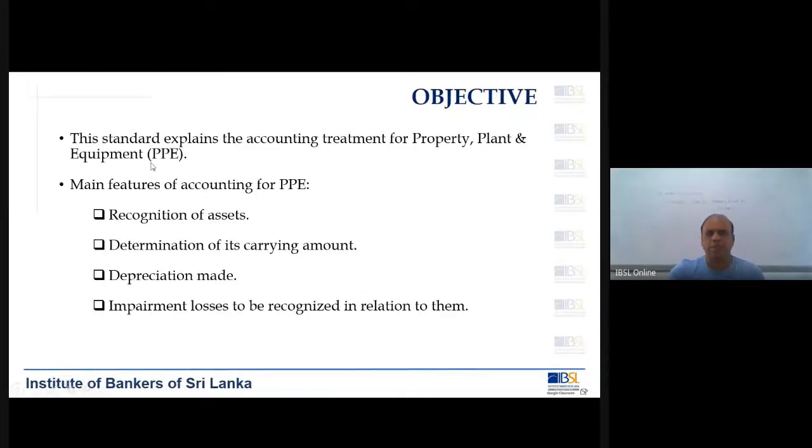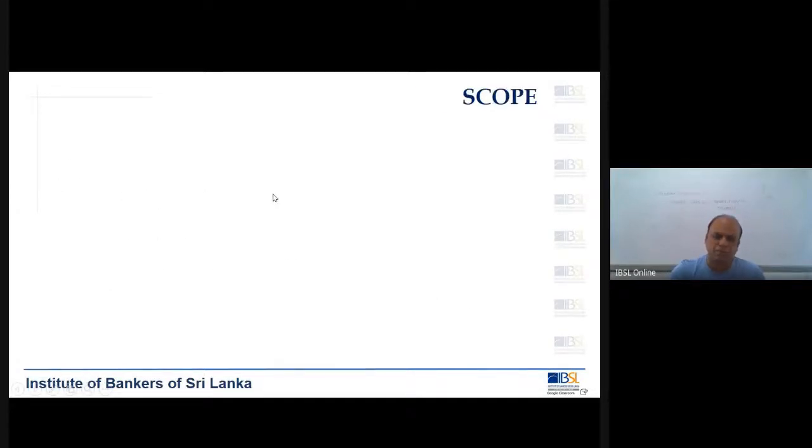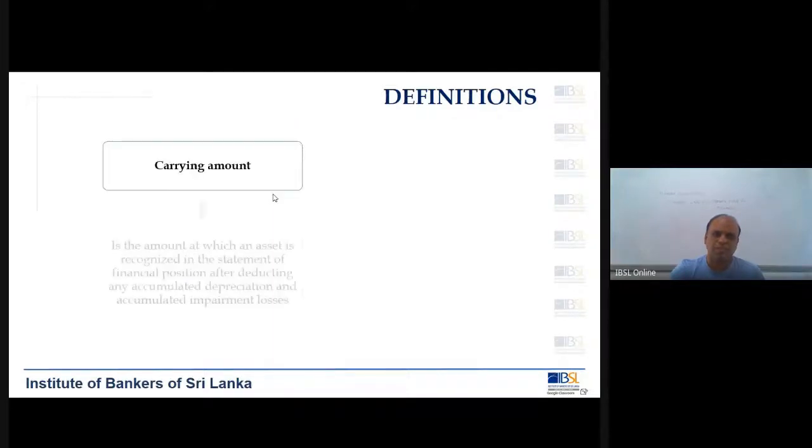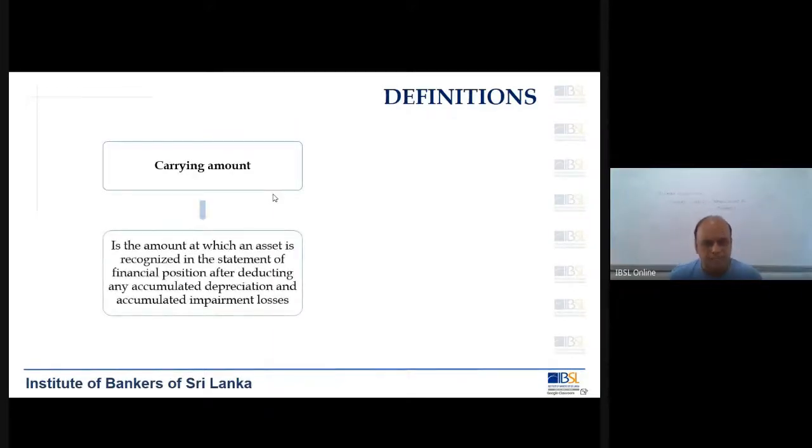Here you can say the main features of accounting. I told you determination of its carrying amount. So that is what we are trying to understand now. What is carrying amount? It is the amount at which an asset is recognized in the statement of financial position after deducting any accumulated depreciation, accumulated impairment loss. So now in your financial statement, the statement of financial position is your balance sheet. In your balance sheet, when you are showing your fixed assets, it has to be the carrying amount at which you are showing.